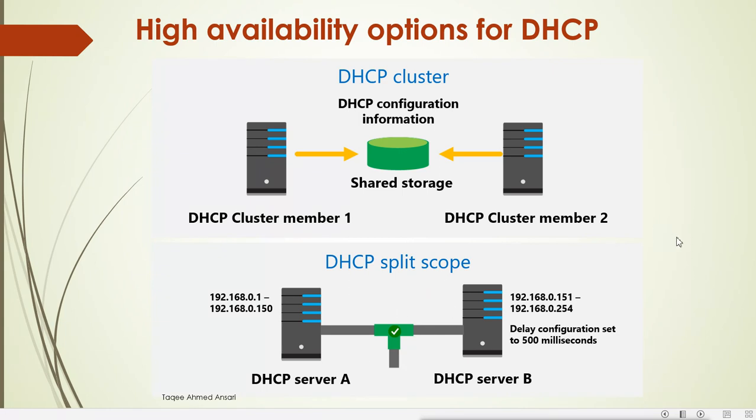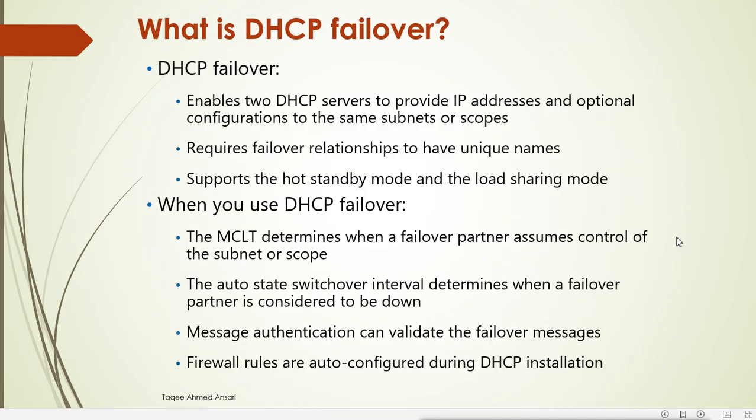Then we have another option available in the new Windows Server, called DHCP failover. Now what is DHCP failover? It enables two DHCP servers to provide IP addresses and optional configuration to the same subnet or scope. That means we can configure the same scope on two different servers and use failover. Now instead of configuring a failover cluster, we can directly configure a failover relationship between two DHCP servers. So we don't have to configure the whole failover clustering. We can use two DHCP servers and configure the failover relationship between them.